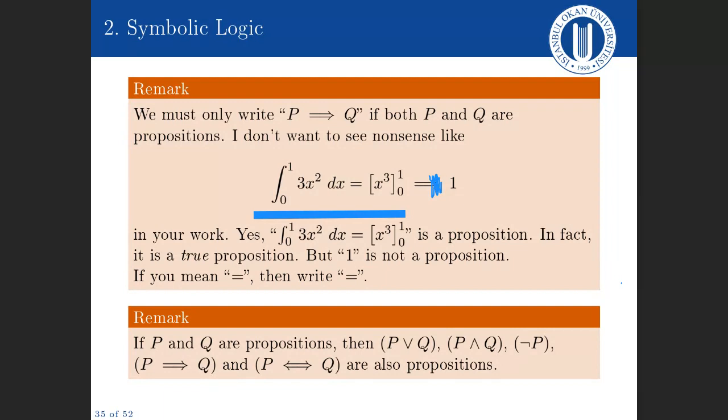If P and Q are propositions, then P or Q, P and Q, not P, P implies Q, and P if and only if Q are also propositions.